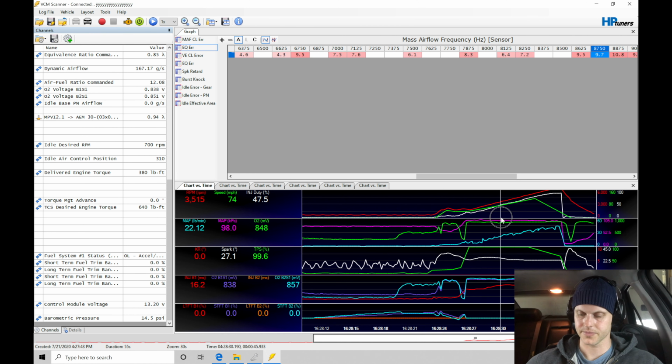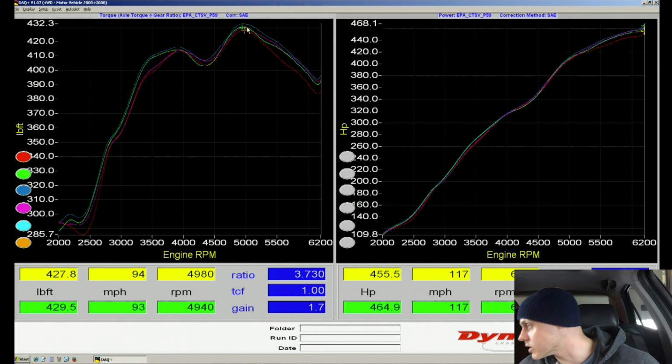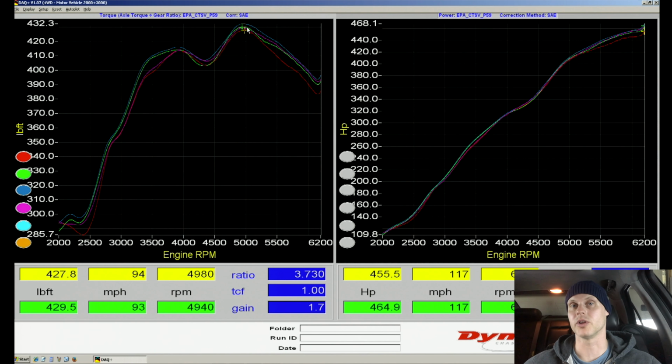Shut it down so we can talk here quick. Now let's take a look here at our dynograph. So we see it made 429 torque and 464, 465 horsepower. So very, very similar to what we found in the power when we were on speed density.